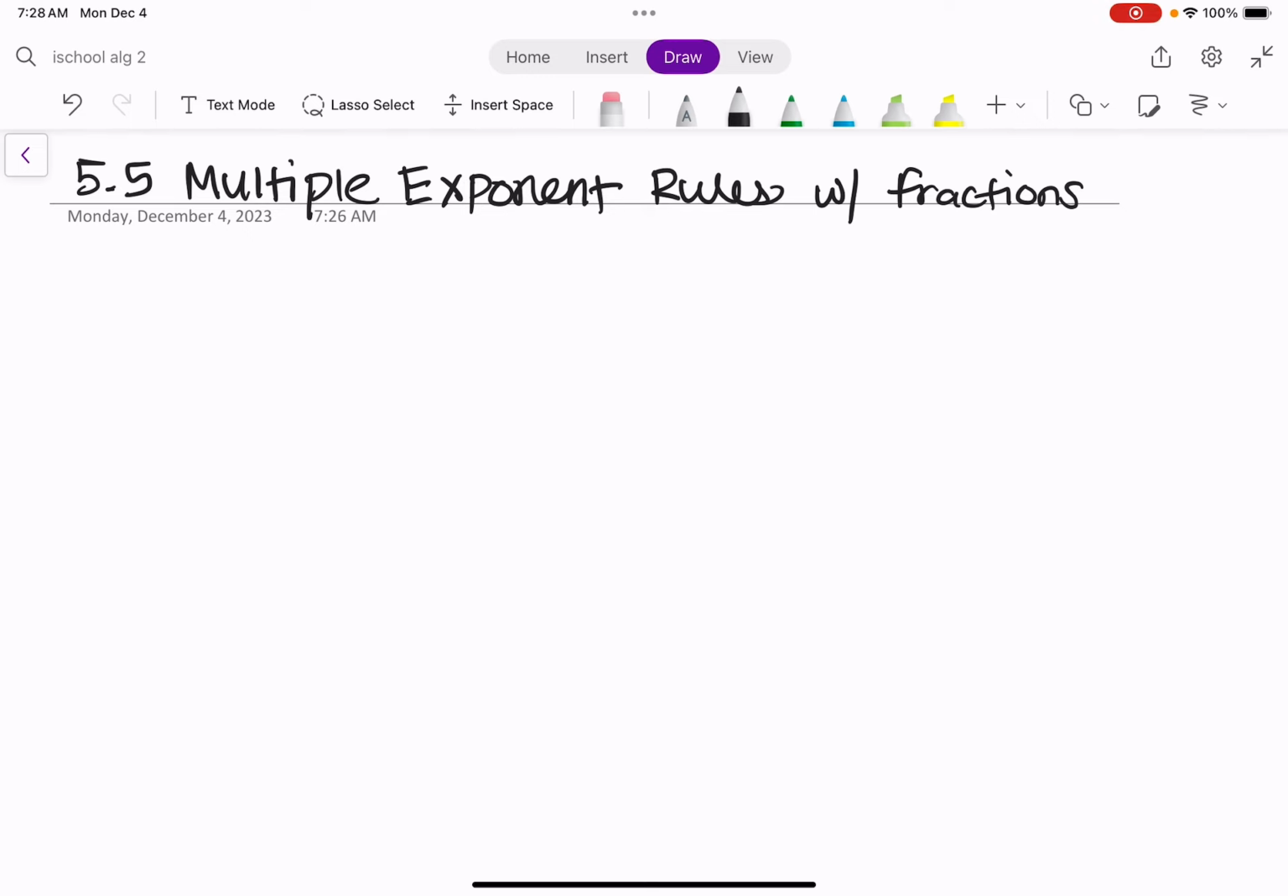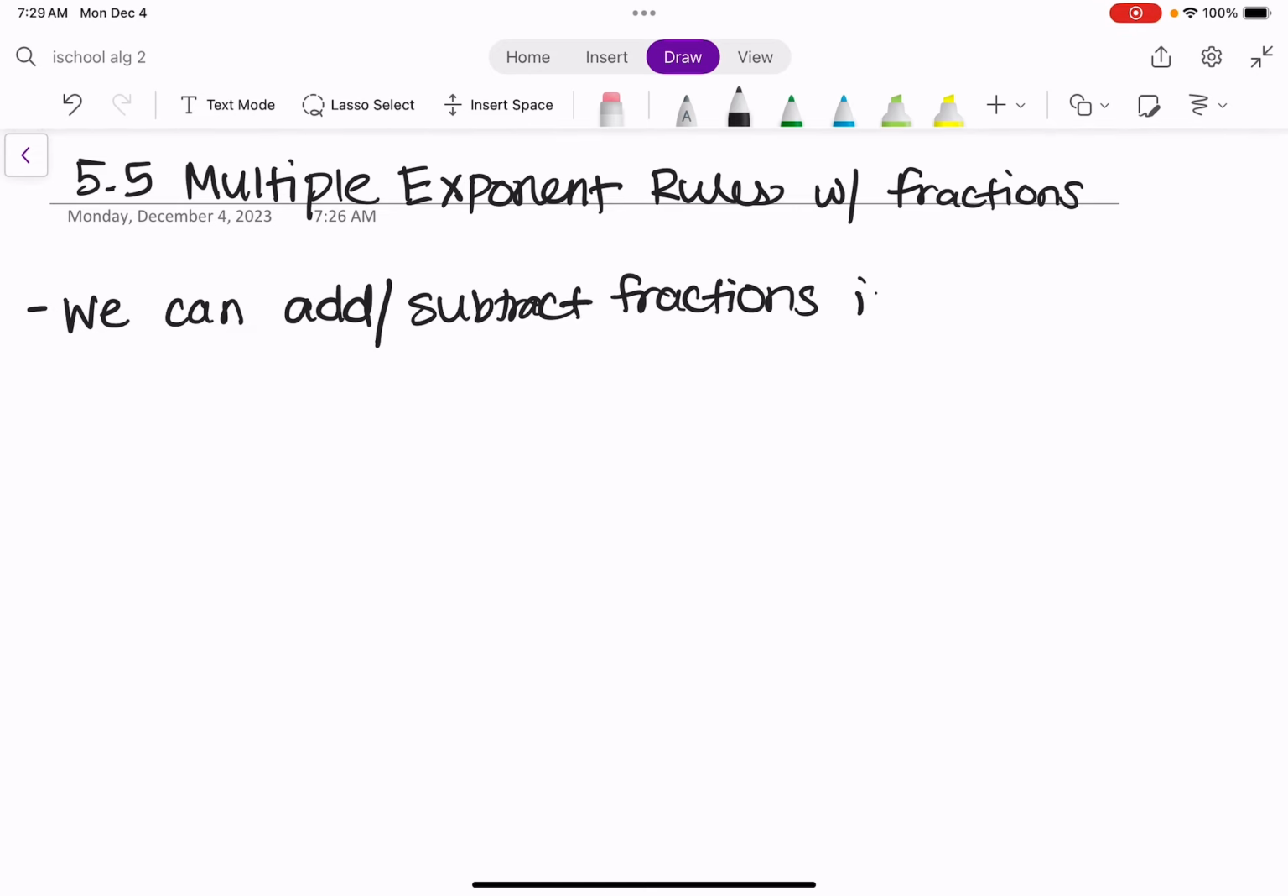So first of all, you need to be able to add, subtract, multiply and divide fractions in your calculator, right? So we're just going to write, we can add, subtract fractions in the calculator, okay? And the way that you're going to do that is you're going to hit alpha.